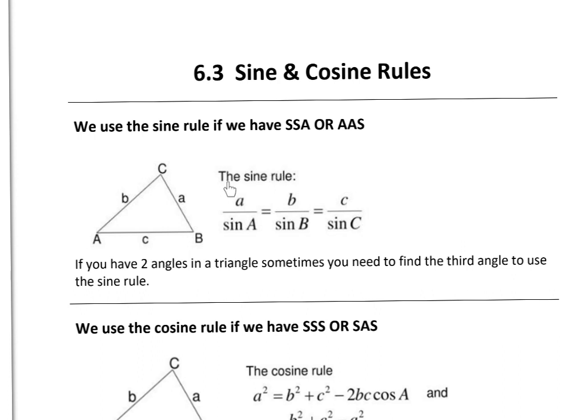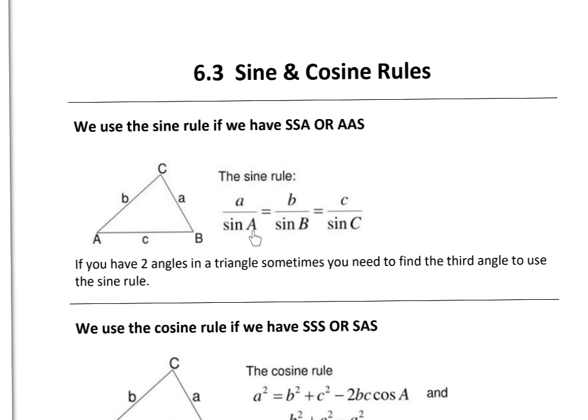Now we have this rule, the ratio between the sides and the sines of the angles. a over sine A equals b over sine B equals c over sine C. Again, a, this side, over sine of the opposite angle, equals b over sine B equals c over sine C. This is the relation between the sides and the angles.